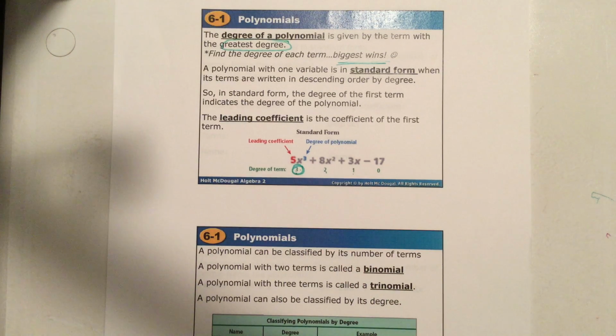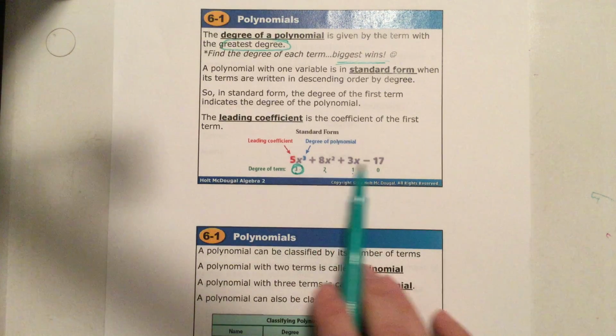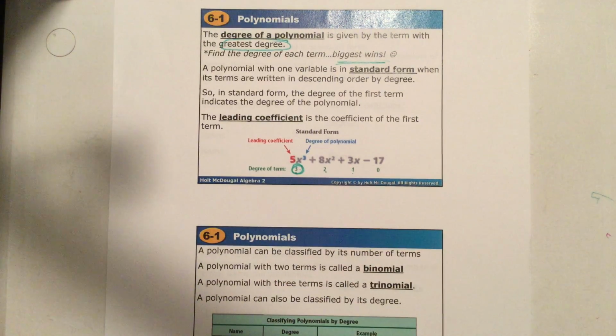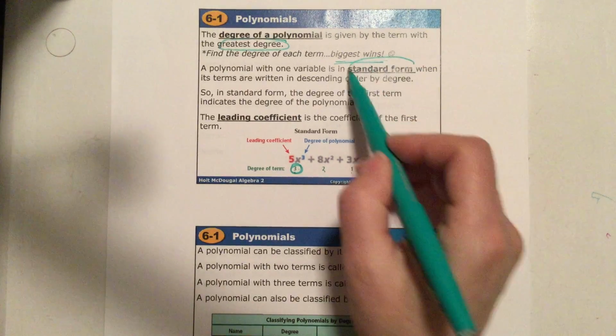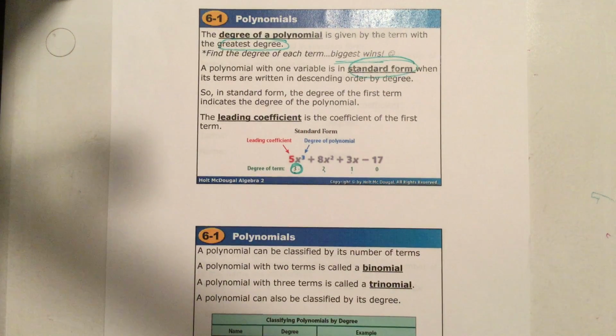When you have a polynomial that only has one variable, so it's only x's, only y's, like we have here, okay, all of the variables just an x, you always want to write it in what's called standard form. Standard form means that you go from the largest exponent to the smallest exponent. When you have it in standard form, then you can identify a lot of cool things.